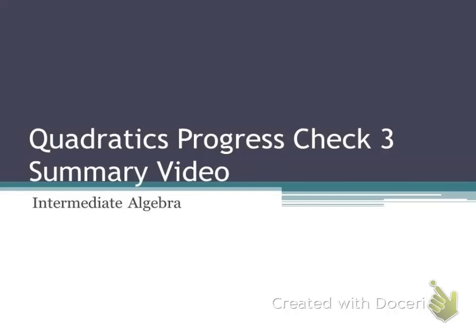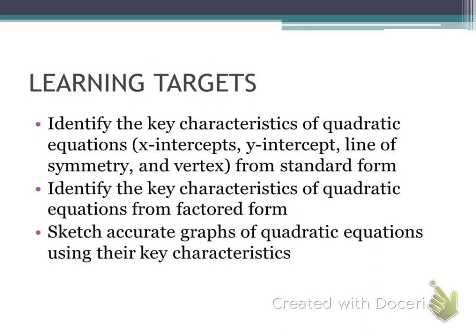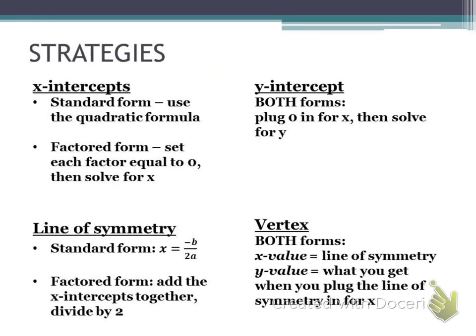This is the Progress Check 3 summary video for intermediate algebra. The learning targets are to identify the key characteristics of quadratic equations from standard form, that is the x-intercepts, y-intercept, line of symmetry, and the vertex. Also to identify these key characteristics of quadratic equations from factored form, and then to sketch an accurate graph of quadratic equations using their key characteristics.